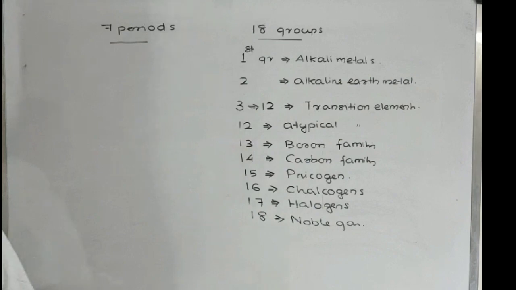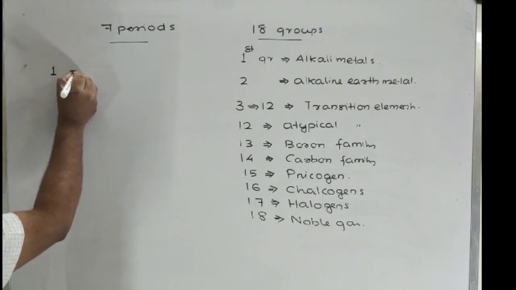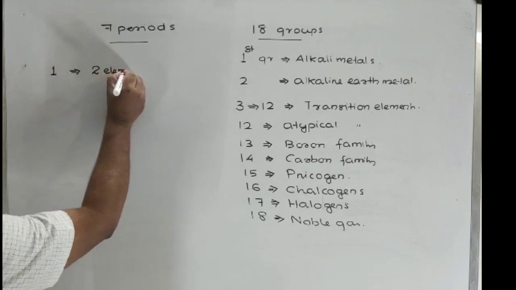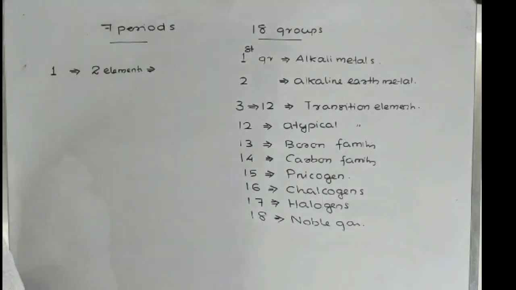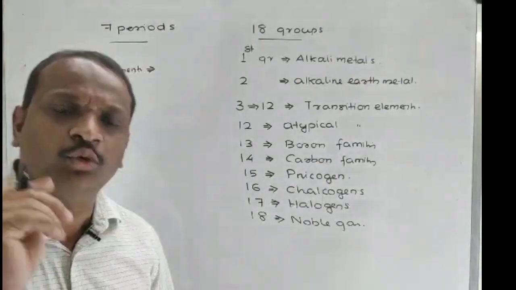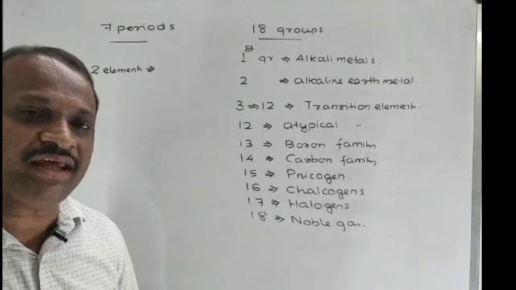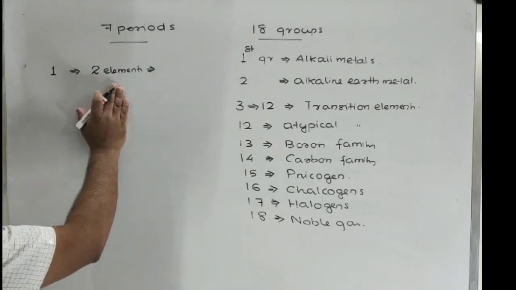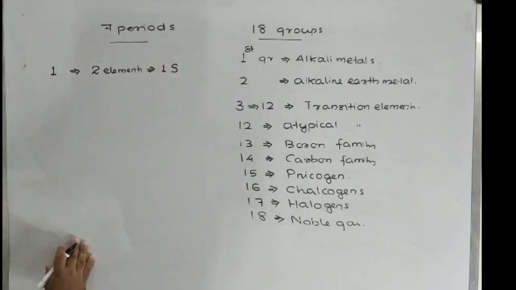Now let's see regarding their periods. How many periods are there? 7 periods are there. So in the first period, how many elements are there? In the first period, you have only 2 elements. Why only 2 elements? Because it corresponds to the filling of electrons only in the 1s orbital.